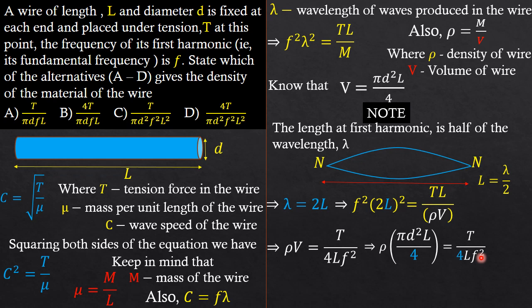Great. So at this point now, we notice that we have a 4 on the right hand side and a 4 on the left hand side. They can cancel, and simplifying everything is going to give us rho to be the same as T over pi d squared f squared L squared. Great. So that's the answer we have.